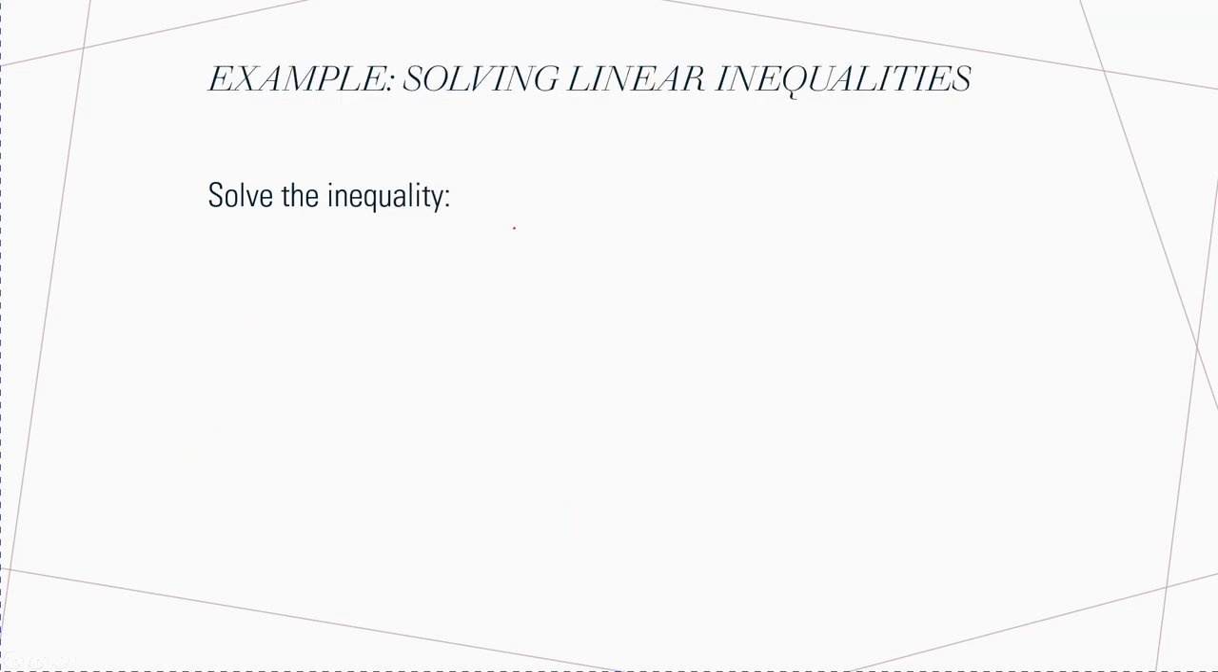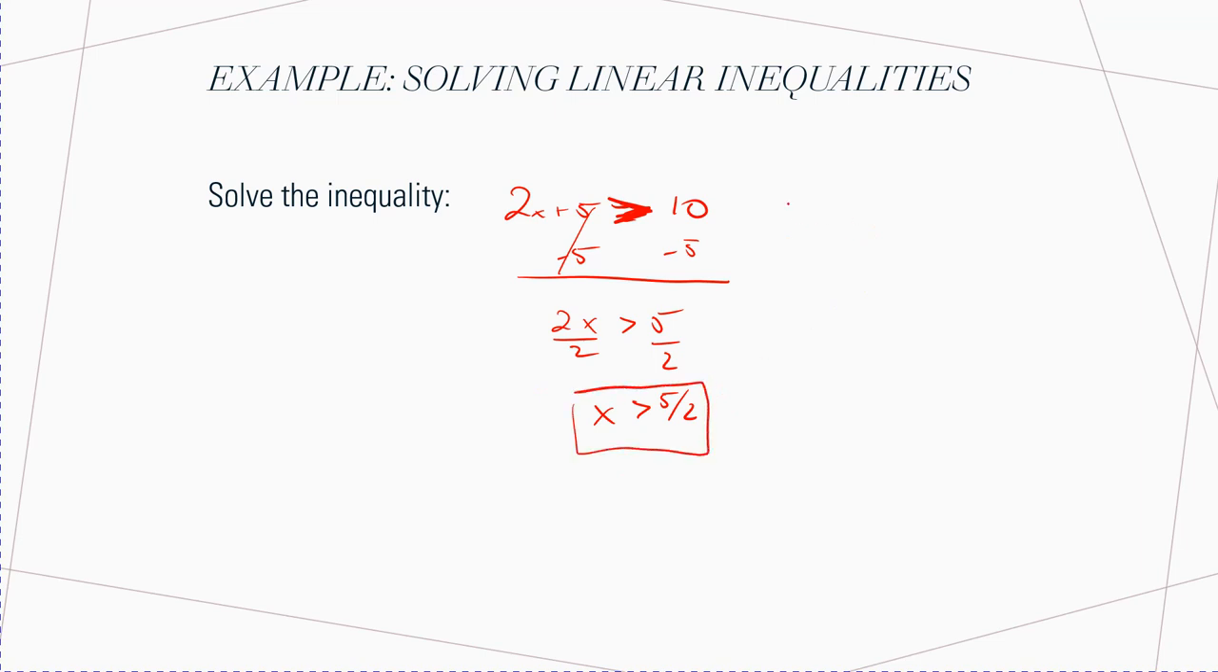Let's try this one. Let's look at 2x plus 5 is, let's actually just do greater than 10. So look, you're going to subtract 5. Okay, so this becomes 2x is greater than 10 minus 5, which is 5. You're going to divide by 2. And you're going to get x is greater than 5 halves, which is 2.5.